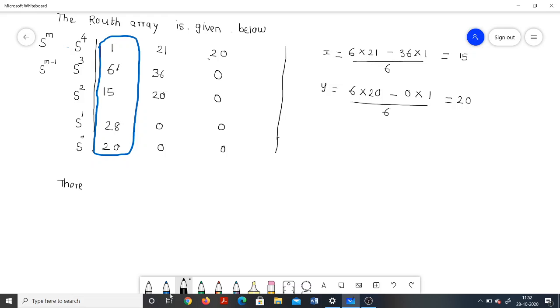There is no sign change in the first column. Hence, the system is stable.